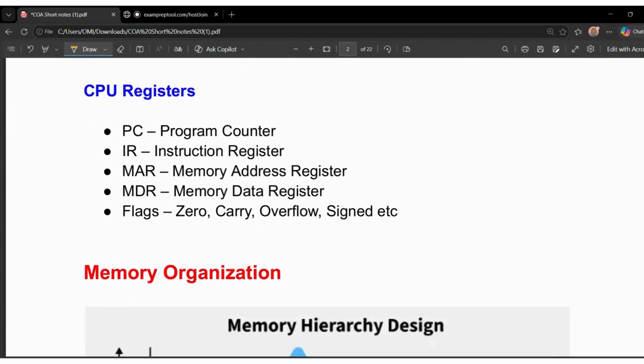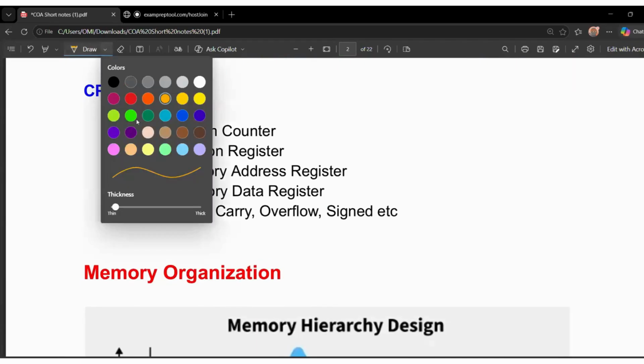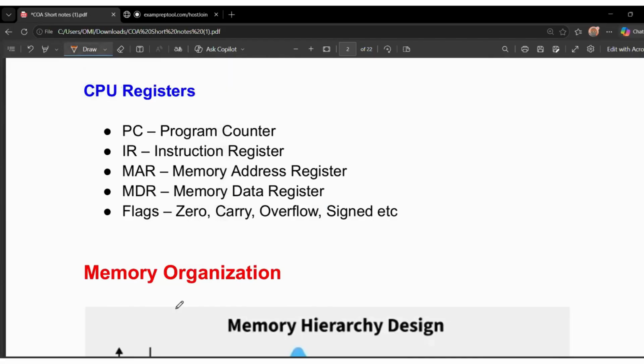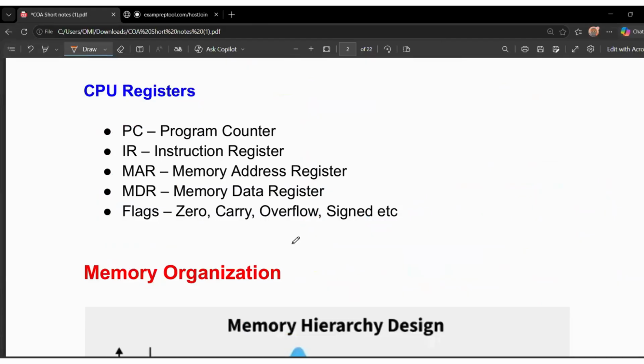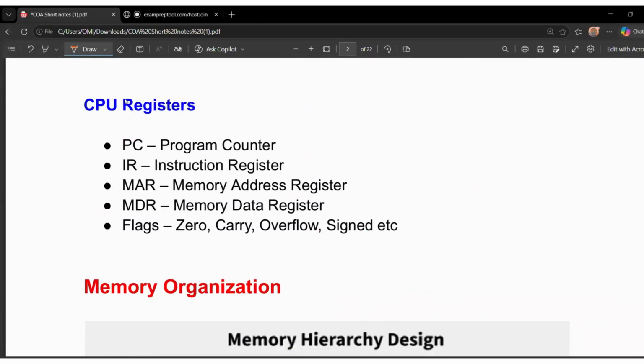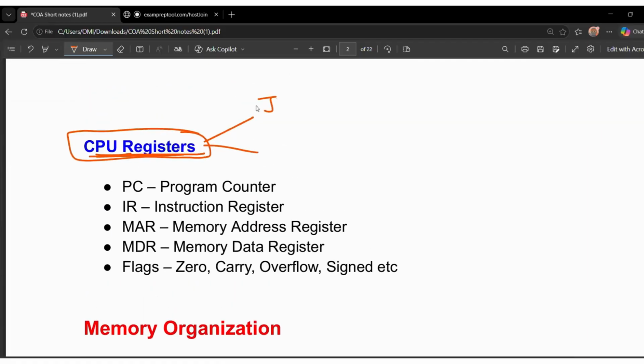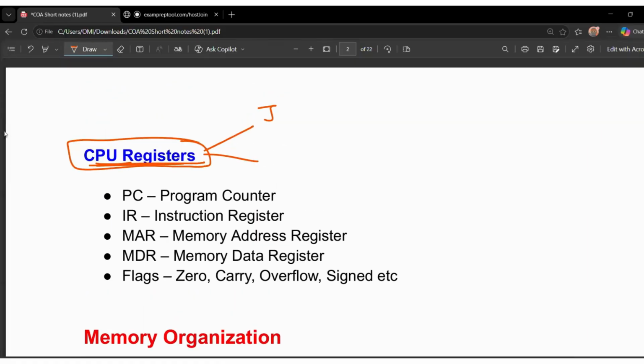Then we have discussed in detail the types of registers. After the prerequisite, we have discussed the types of registers. So there are the CPU registers, right? It is mainly divided based on the information which is stored.